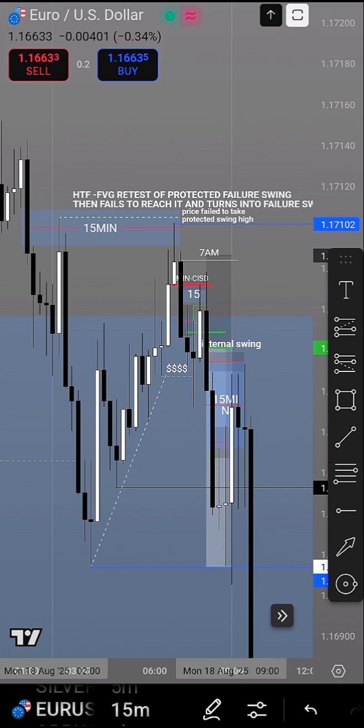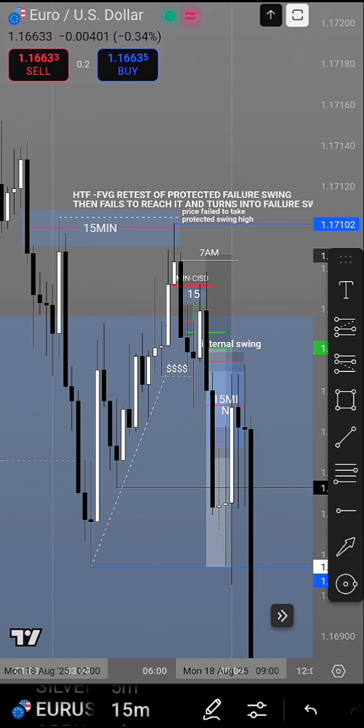So as you can see, as price was bearish, it created Asia low, and then it basically retraced up and it inverted the bearish 15-minute FEG resting below. So we're not bullish yet. What price was basically doing, it was retracing in order to retest that protected failure swing, right?